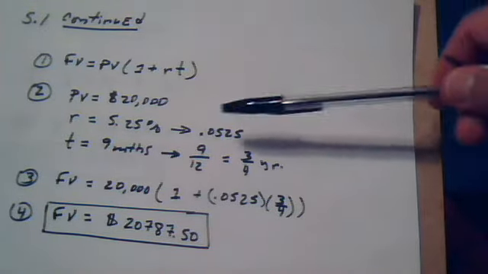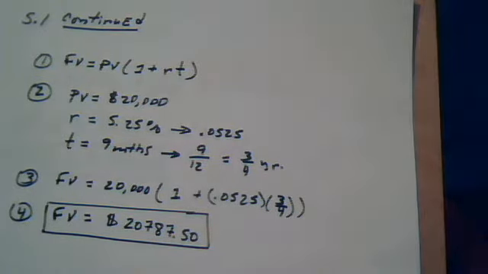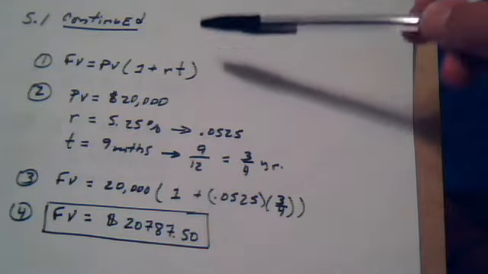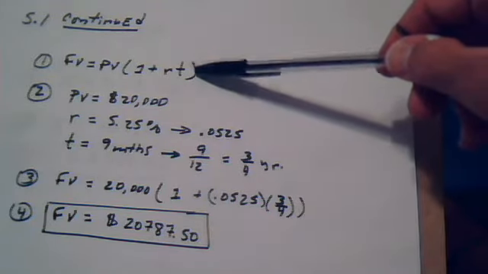So first step, identify which formula you need to use. It says that he borrowed $20,000 from his parents and he plans to pay the loan in 9 months. So that's a year or less. So think of simple interest. So you write this formula down.